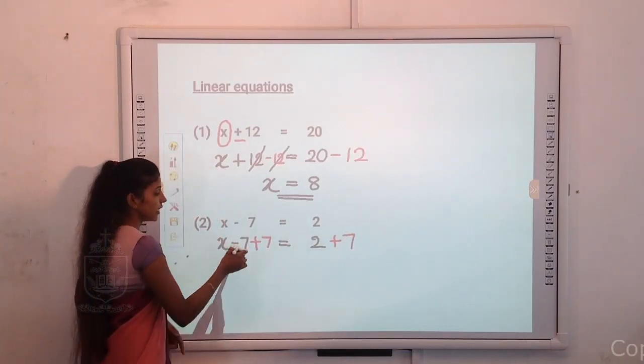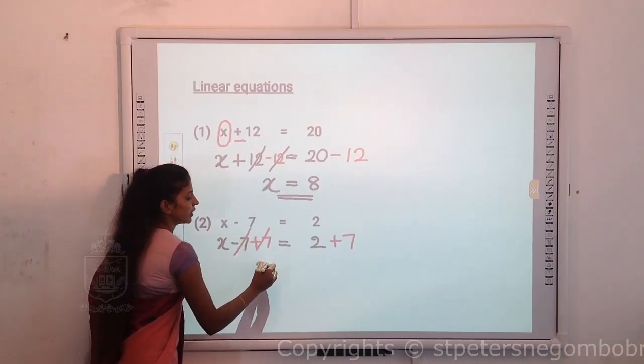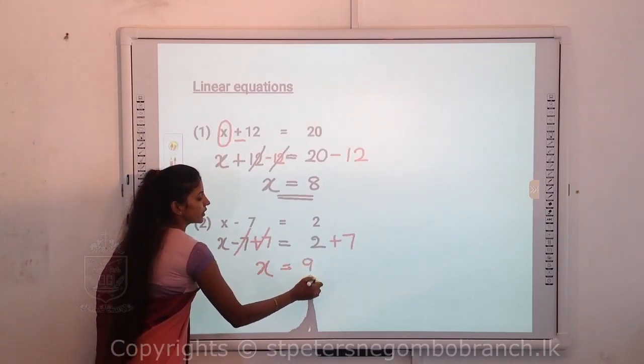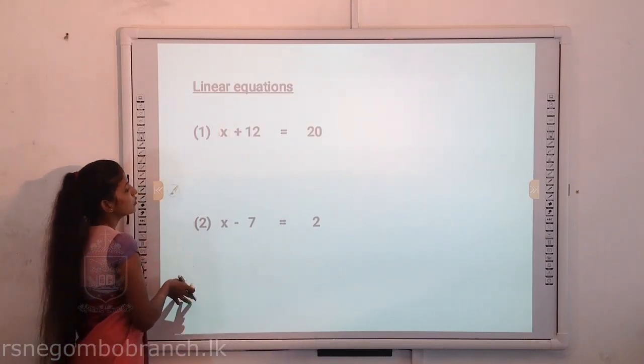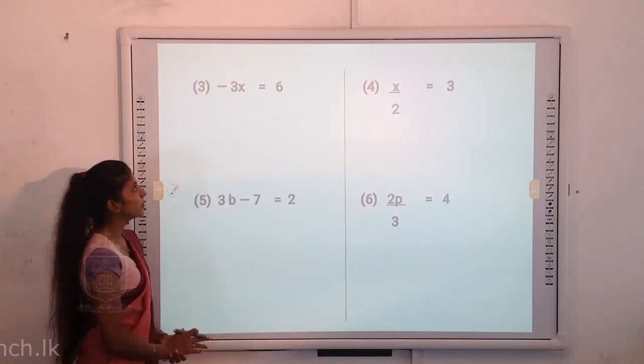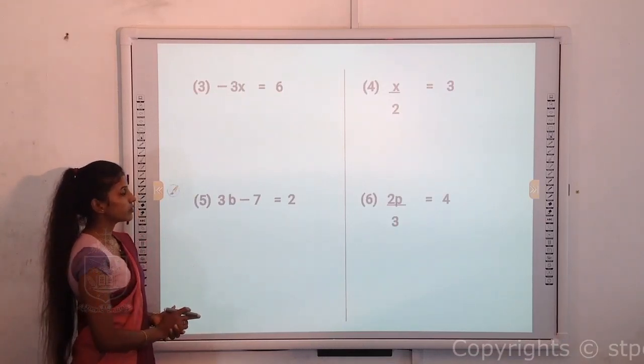So from the left side, this 7 cancels. What is remaining? X equals 9. So it's very simple. Let's move to some more examples with basic linear simple equations.